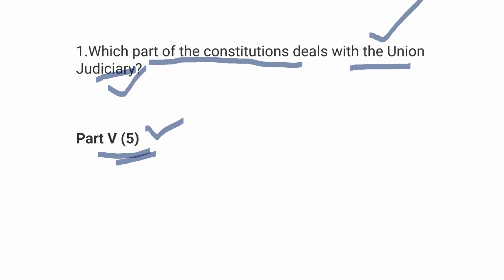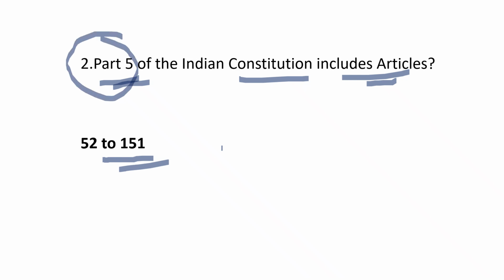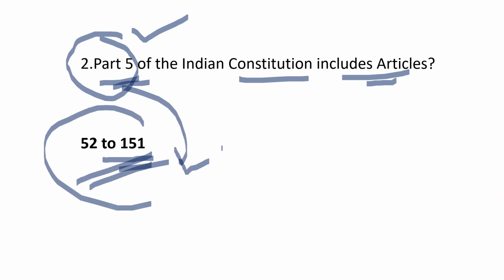Next question. Part 5 of the Indian Constitution includes articles. The answer is 52 to 151. Just now we have seen Part 5 of the Indian Constitution deals with the Union Judiciary, that is Supreme Court. The articles in Part 5 are from 52 to 151.